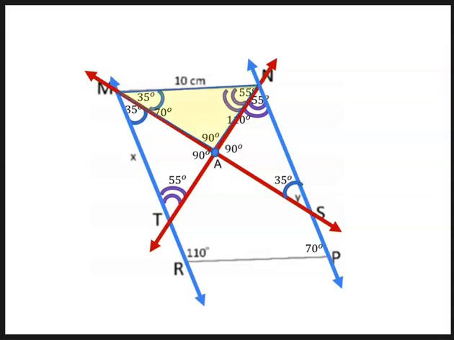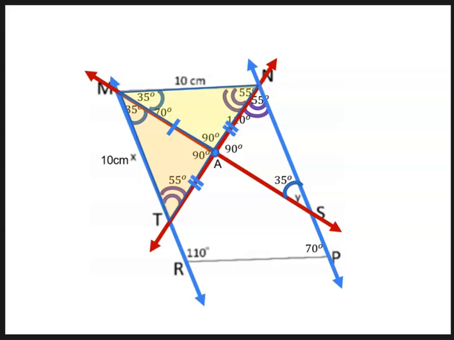Triangle MAN is congruent to triangle MAT by angle side angle, since the two triangles share side MA. So MN and MT are congruent by CPCTC, which means X is equal to 10 centimeters. Now that we've found the values of X and Y, we need to describe the relationship between segments NT and MS. Since triangle MAN is congruent to triangle MAT, I can use CPCTC to prove that AT must be congruent to AN.